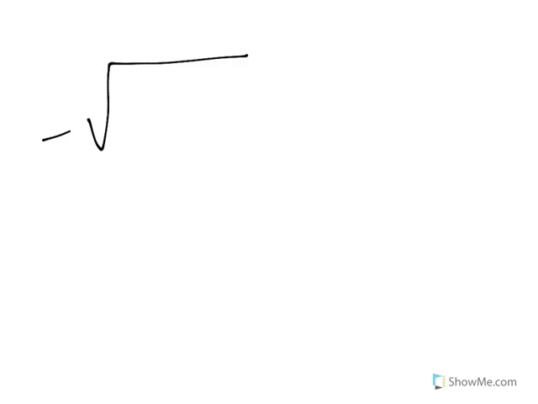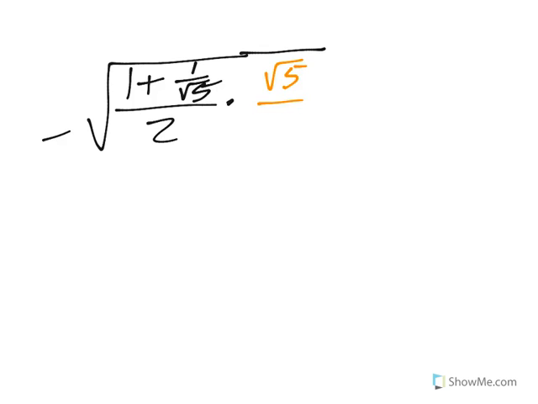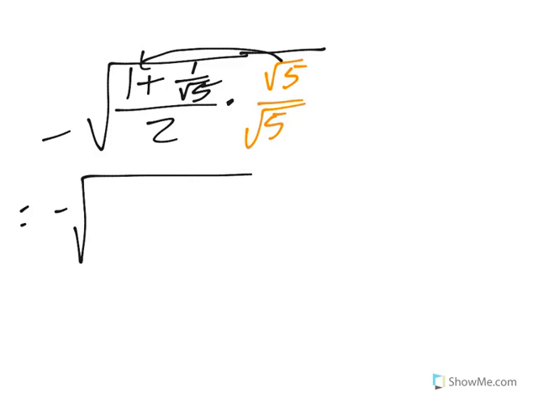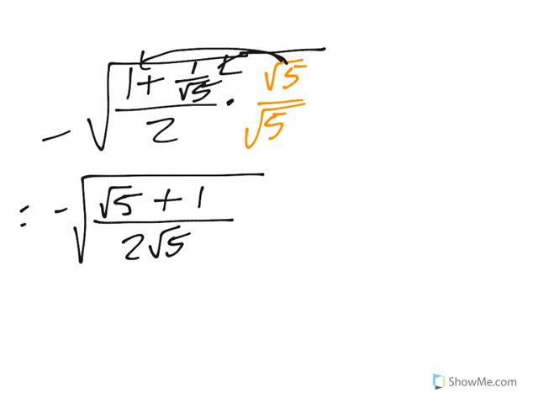So we've got negative square root of 1 plus 1 over root 5 over 2. And the first thing I'm going to do is multiply top and bottom inside this radical by root 5, root 5 over root 5, sorry. What that allows me to do is to say, okay, so this is negative square root of root 5 plus 1 over 2 root 5. I'm going to do that again. That was really fun. I'm going to do that again.